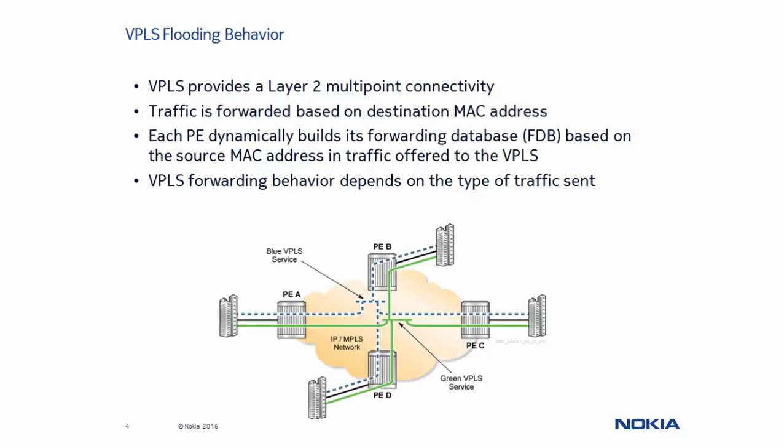Because a VPLS is a multi-point Layer 2 service, any traffic entering the VPLS must be appropriately replicated to the other locations. To help with that process, each PE dynamically builds its forwarding database, or FDB, based on the source MAC address in traffic offered to the service. Now, the VPLS forwarding behavior acts differently based on the type of traffic sent within the service. So let's move forward and look at these scenarios in more detail.